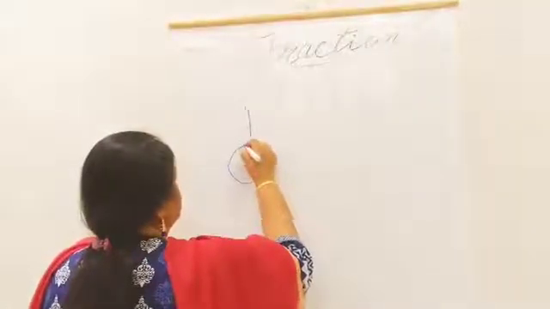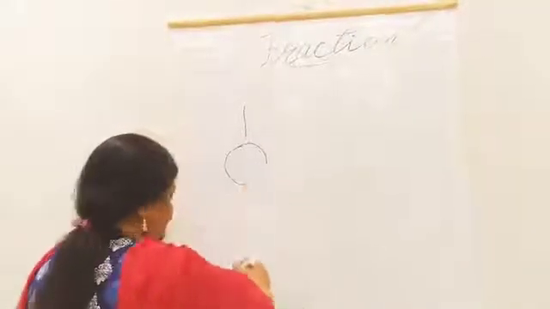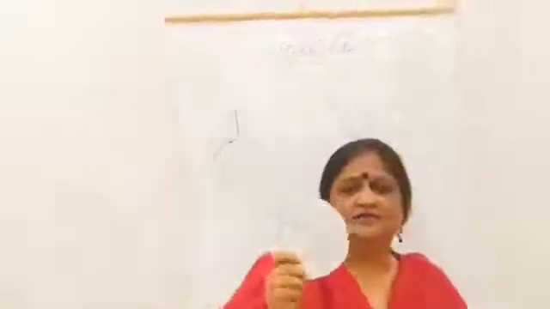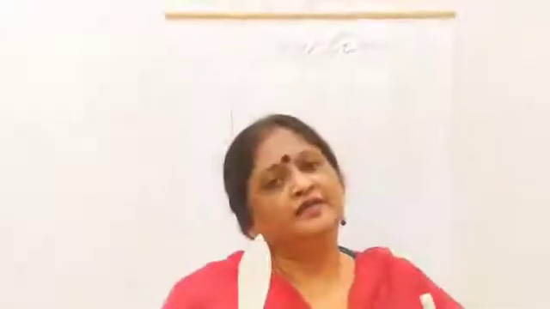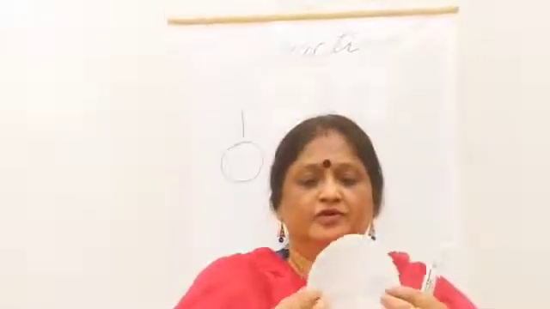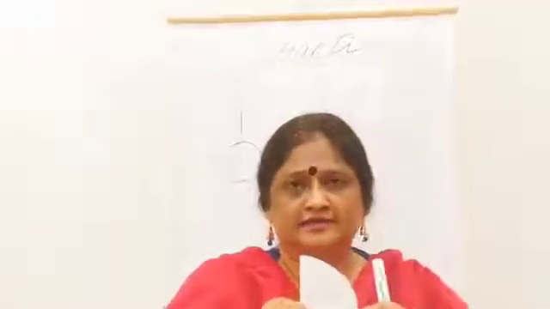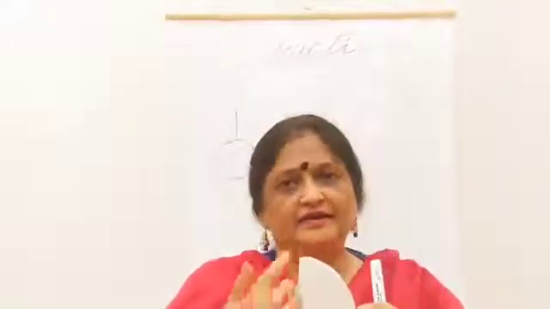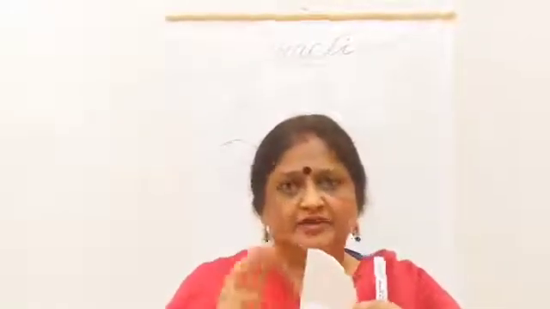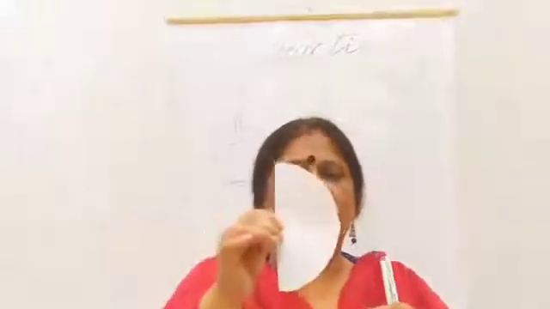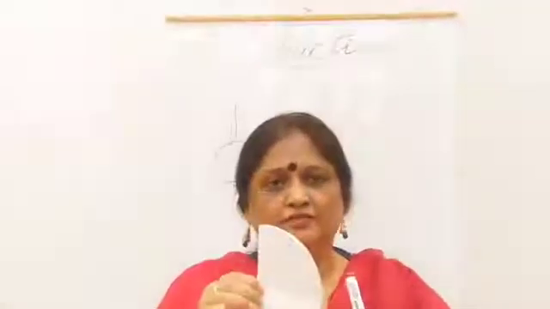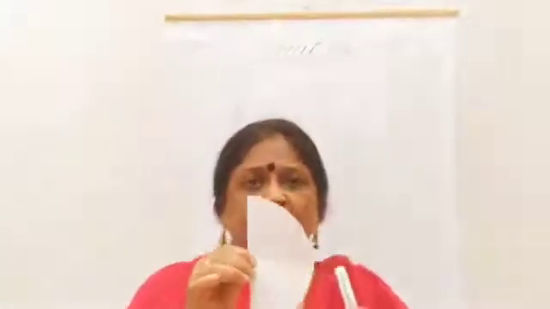This is a circle. Now if I ask you to divide the circle into two parts, one you will keep, one I will keep, how will we divide it? We will fold it like this. We will fold it like this, and that means we have made it half, divided it into half. Now how will I write this in the number form?